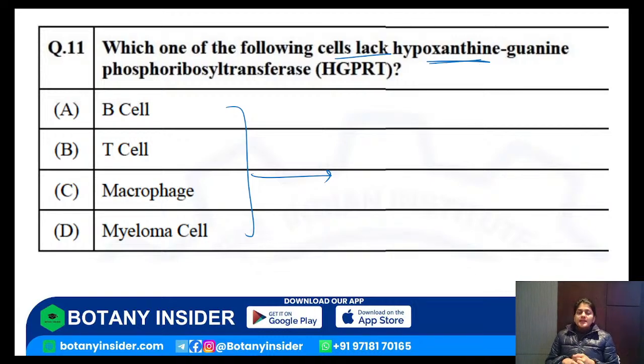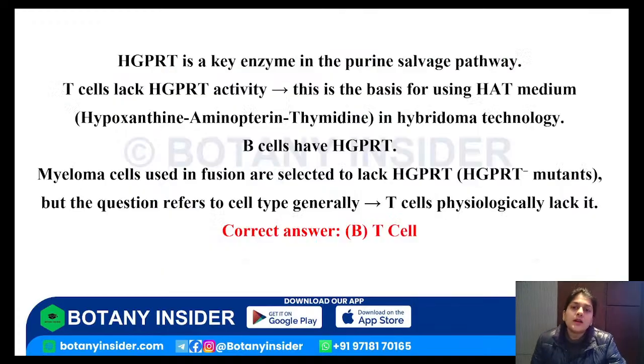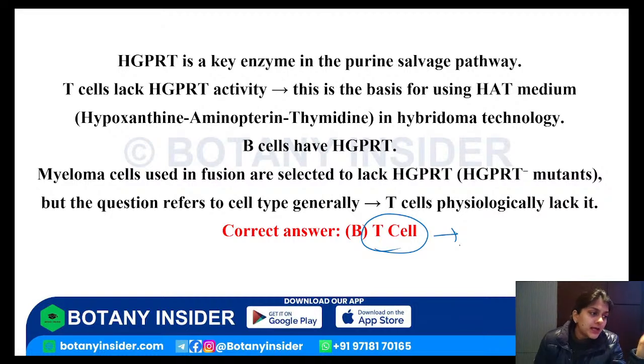Which of the following cells lack hypoxanthine guanine phosphoribosyl transferase, HGPRT? Done? I don't know. Okay, no worries. We'll see. It's your T cells that lack the same. Now, what is HGPRT? Let's recall.